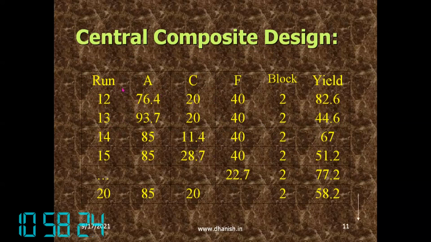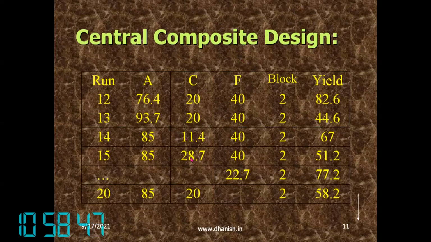So already we have done some runs. Now in addition, the next levels are not low and high. They go beyond, so root 2 times or root 3 times. There are 3 factors, so root 3 times. So the temperature is varying from 76.4 to 93.7. Then it becomes a central composite design. So this is in addition to the factorial design points, which you have already done.